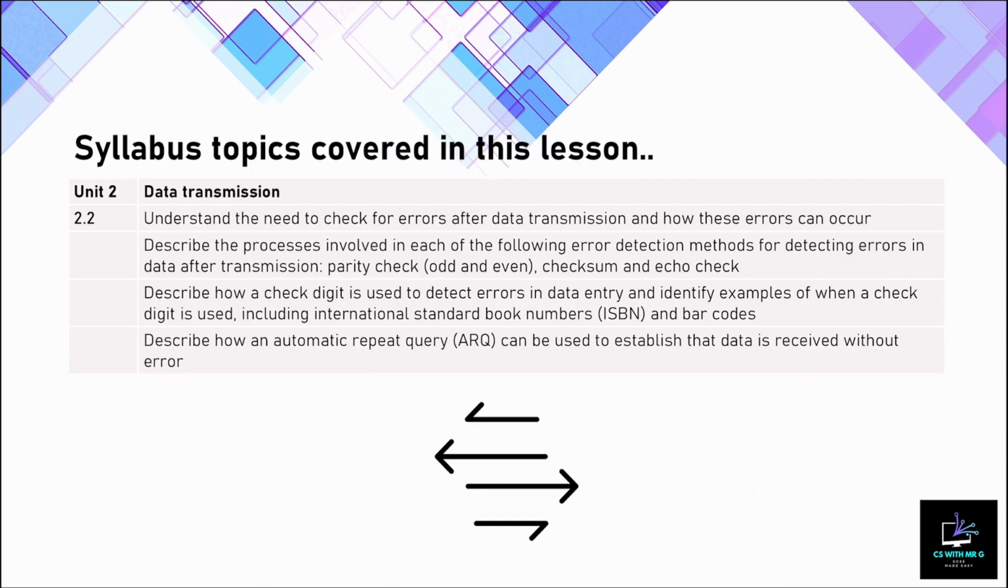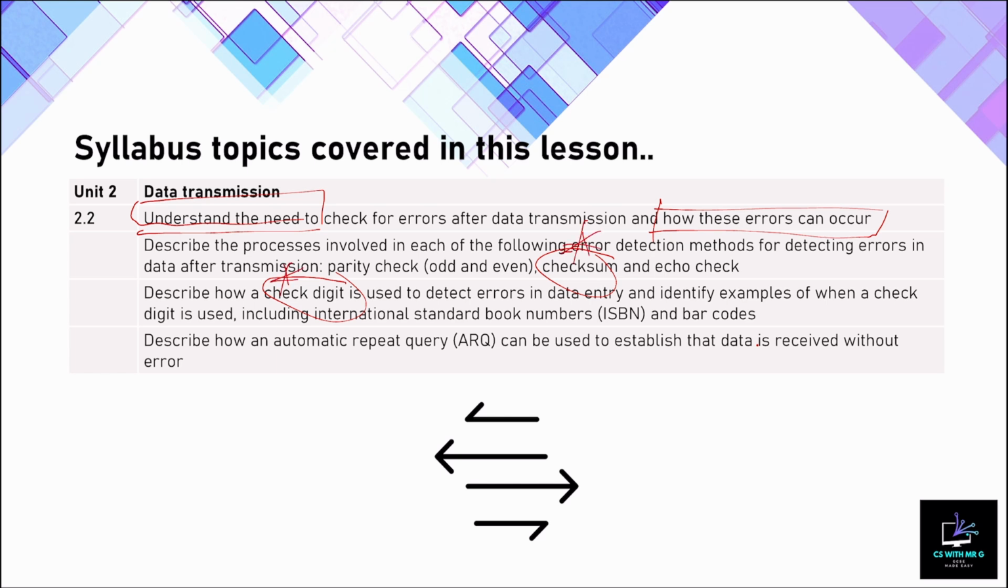So in today's lesson, we are going to look at how we detect errors, and we are going to understand the need to check for errors, so why we have to check for errors, and also how they can occur. What kind of things can cause errors in data transmission and cause problems with data that is sent over a network. The methods of error detection that we will look at today are checksums and check digits.